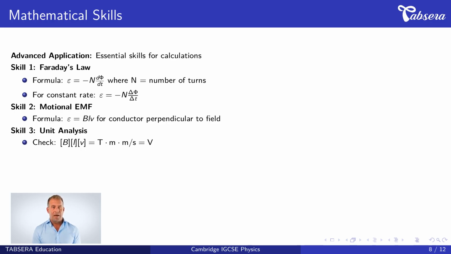Second, motional EMF. The formula is epsilon equals BLV for a conductor moving perpendicular to a magnetic field, where B is magnetic field strength, L is length of conductor, and V is velocity. Third, unit analysis. We can check our answer by verifying units. Tesla times meter per second equals volt, which confirms our calculation is dimensionally correct.